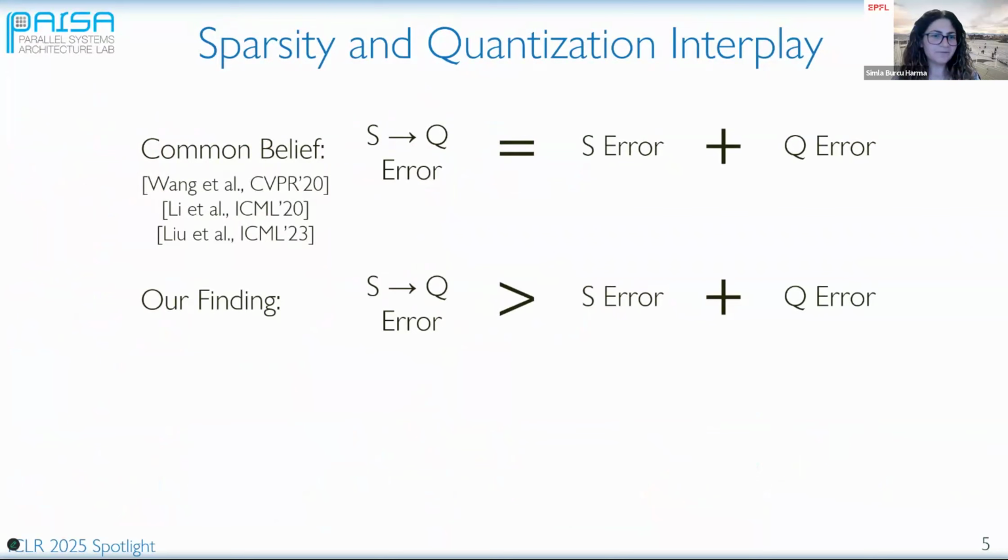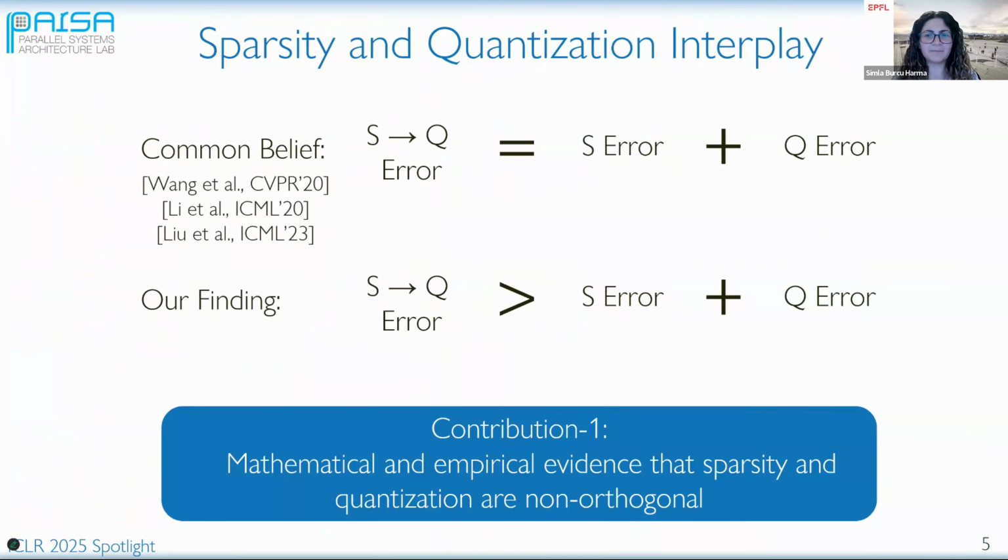So our first key contribution is providing a mathematical and empirical evidence that sparsity and quantization are non-orthogonal. This means that they interact, creating compounded errors that were previously underestimated. And this has critical implications for model accuracy and compression strategies.